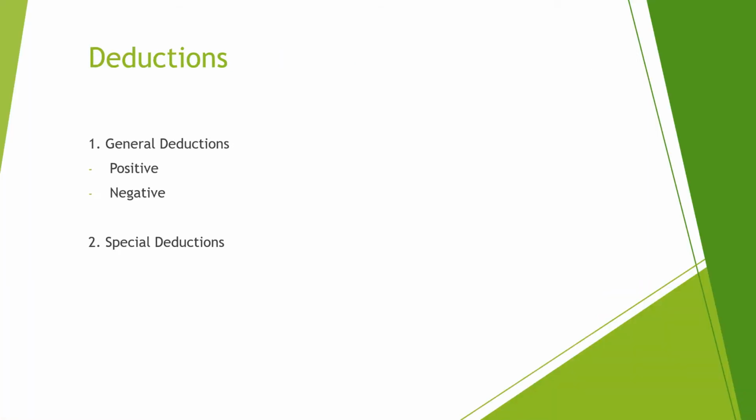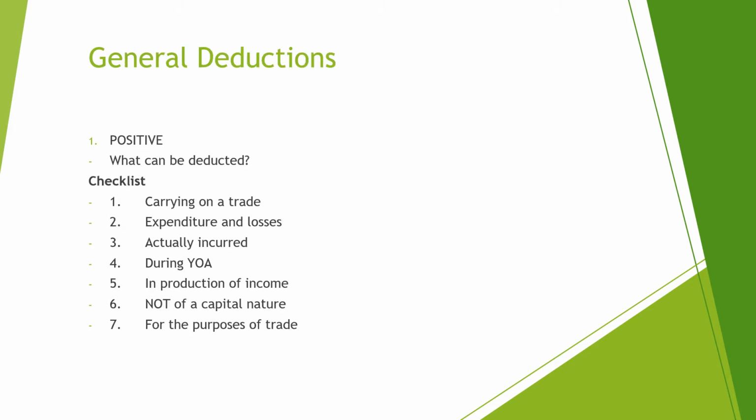Okay, so the next component is deductions, where we have two subcomponents: general deductions and special deductions. Under general deductions, we have further components, positive and negative. In my next slide, I'm just going to show you the difference between these two. Okay, so firstly, under general deductions, we have a positive definition which gives us guidelines when we want to determine whether our expense is deductible or not.